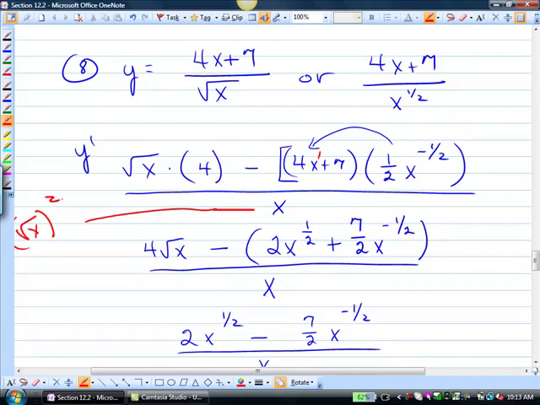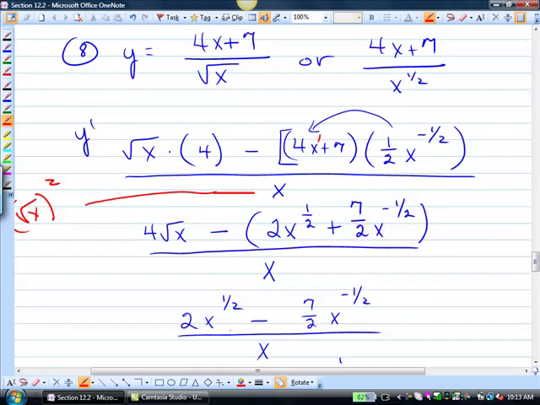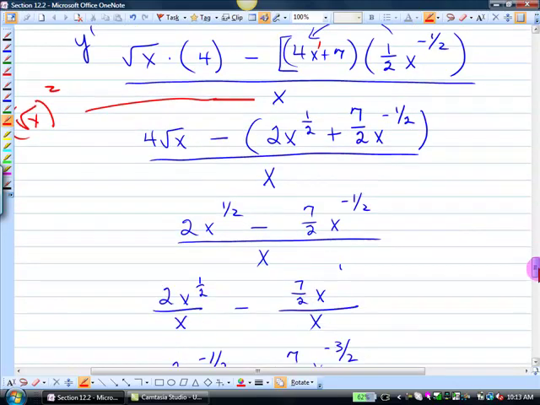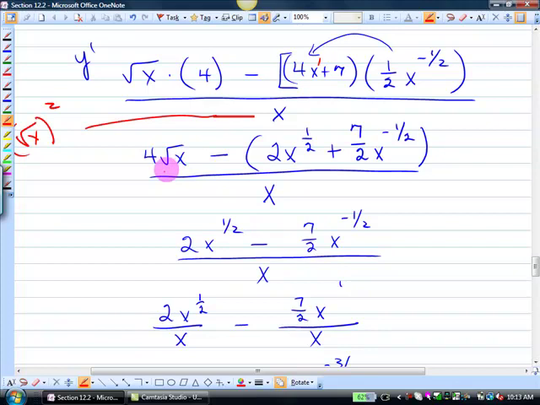All right. Now, how did we go from this line to this line? That's what we need to look at. This is 4x to the 1/2, right? And we had a minus 2x to the 1/2. So that left us 2x to the 1/2. So that's subtracting those two guys. Does that make sense? Okay. So we had 2x to the 1/2 minus, because of that minus there, 7/2 x to the 1/2. All of that over x.